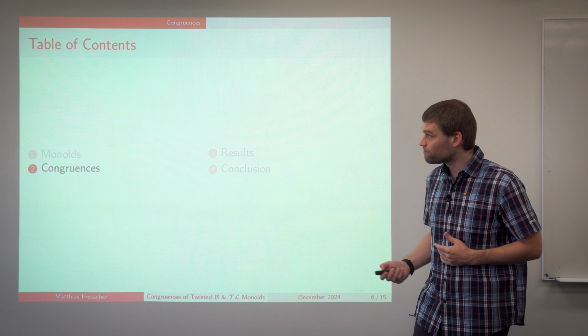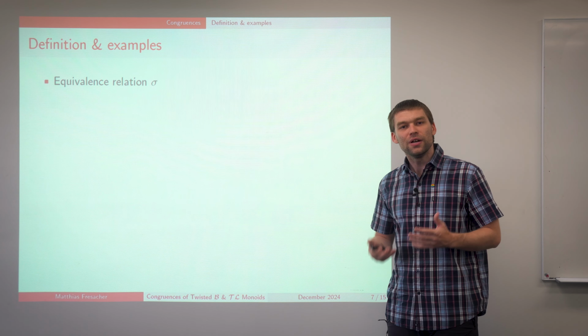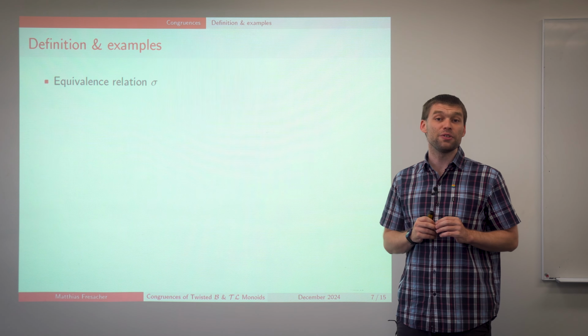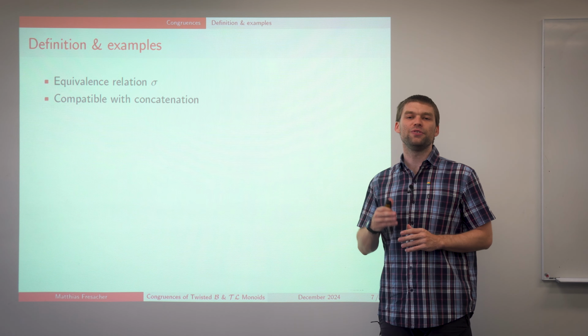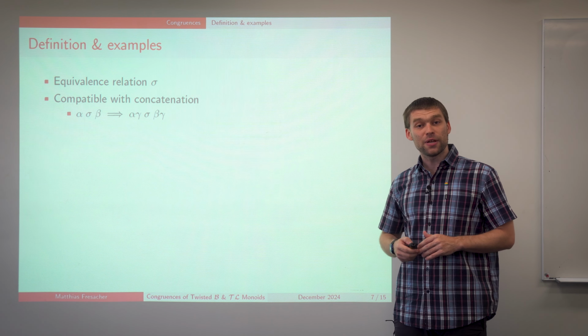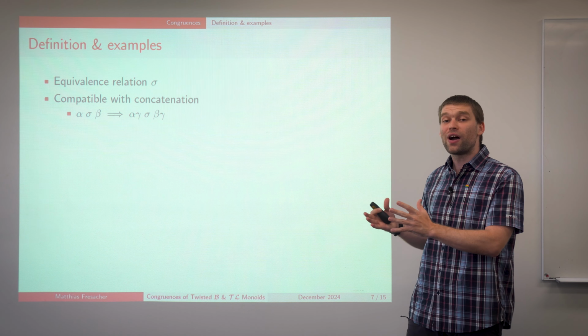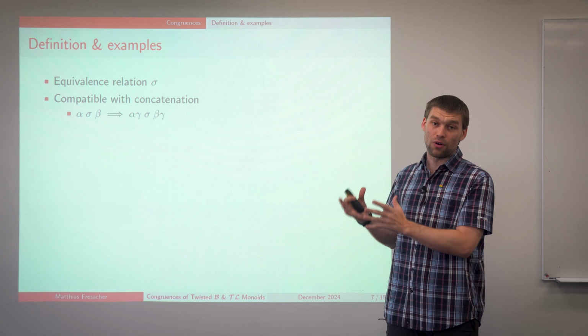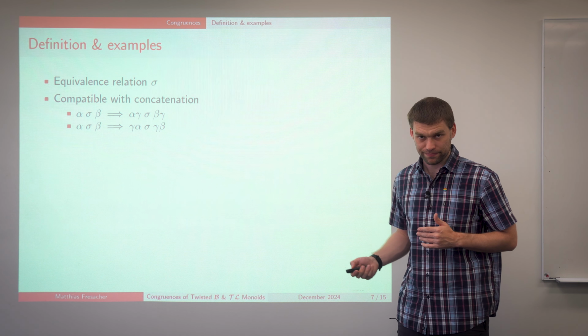Now let's move on to the congruences. What are they? Well, they're an equivalence relation, usually denoted by sigma, on our set of diagrams. But it must be compatible with concatenation. And by that we mean if I take two diagrams, an alpha and a beta, if I multiply on the right, I still want that pair to be congruent. And I want a similar property to hold on the left.